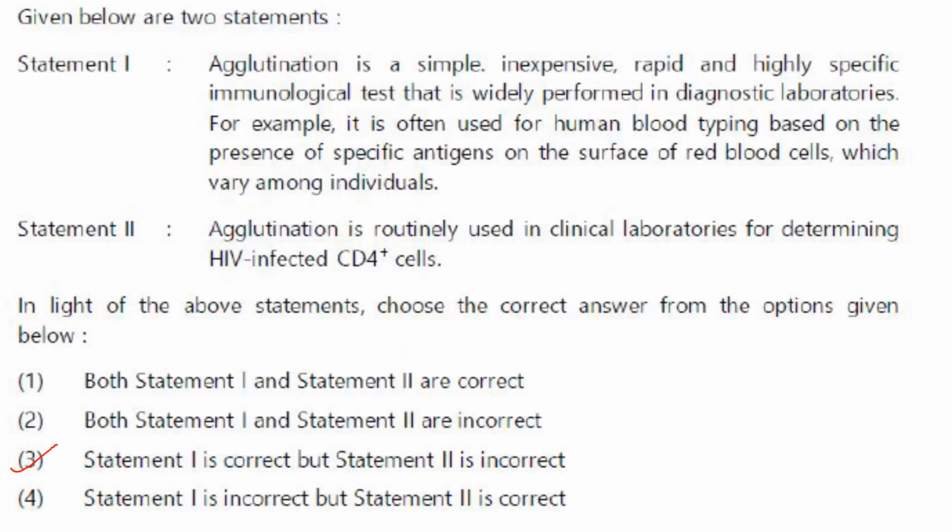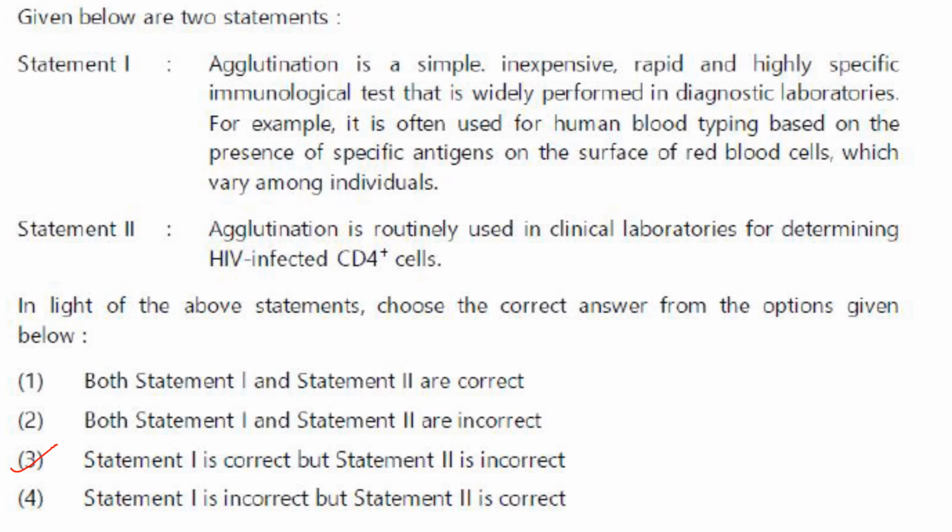Now next one. Agglutination is a simple, inexpensive, rapid, highly specific immunological test that is widely performed in diagnostic laboratories. For example, it is often used for human blood typing based on the presence of specific antigens on the surface of red blood cells which vary among individuals. That is ABO, human blood typing. These are the various blood groups which humans have.